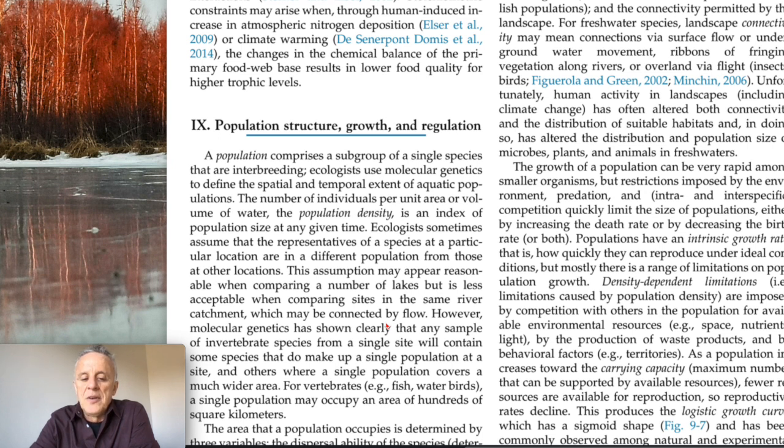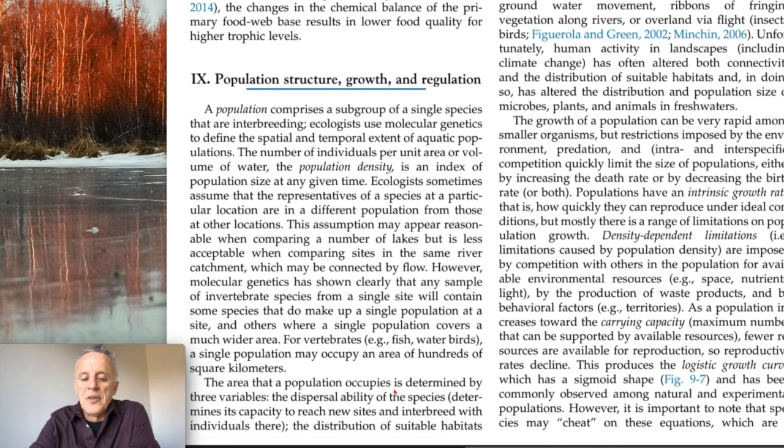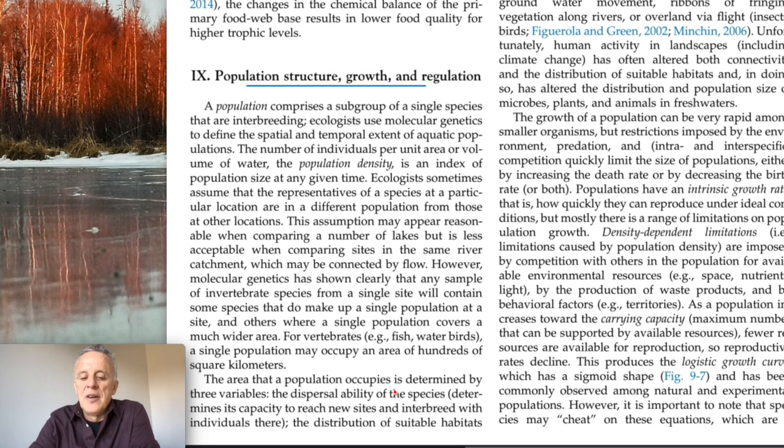This assumption may appear reasonable when comparing a number of lakes, but is less acceptable when comparing sites in the same river catchment, which may be connected by flow. However, molecular genetics has shown clearly that any sample of invertebrate species from a single site will contain some species that do make up a single population at a site, and others where a single population covers a much wider area. For vertebrates, for example fish and water birds, a single population may occupy an area of hundreds of square kilometers.